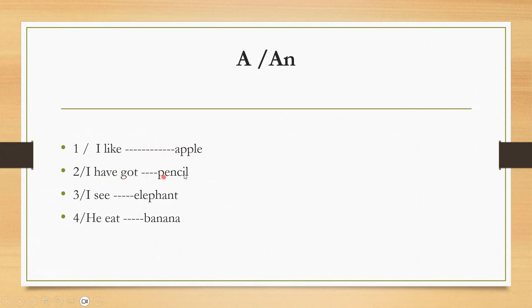I have got a pencil. Okay, a or an? Yes, good job, a pencil, because P is a consonant letter.